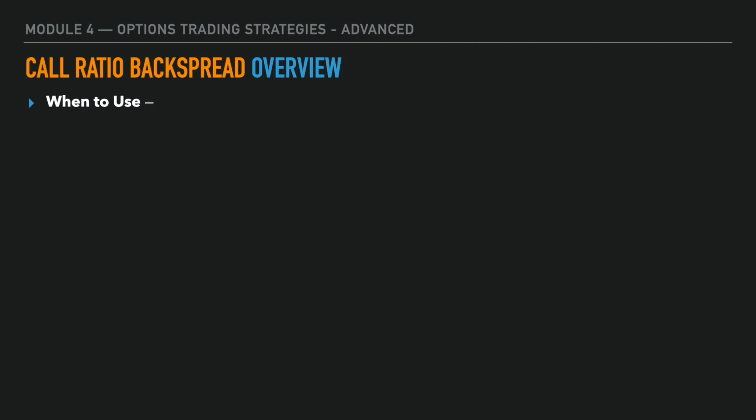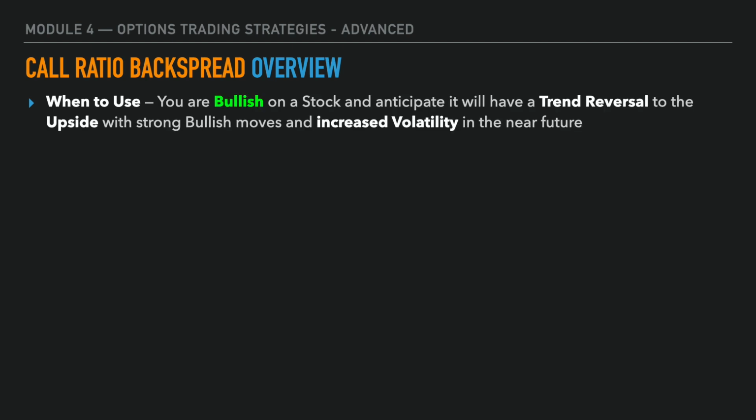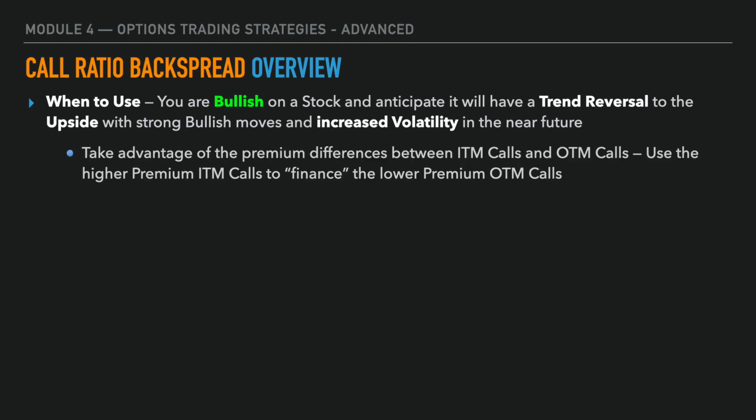Alright, now let's start with the call ratio backspread. The best time to use a call ratio backspread is when you are bullish on a stock and anticipate this stock will have a trend reversal to the upside with strong bullish moves and increased volatility in the near future. The beauty of using a backspread trade is that you are taking advantage of the premium differences between the in-the-money options and out-of-the-money options. You are using higher premium in-the-money calls to finance the low premium out-of-the-money calls. In this way, you can dramatically reduce your risk of betting on potential trend reversals.